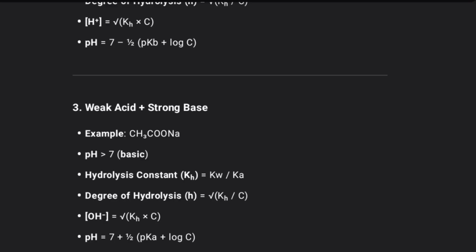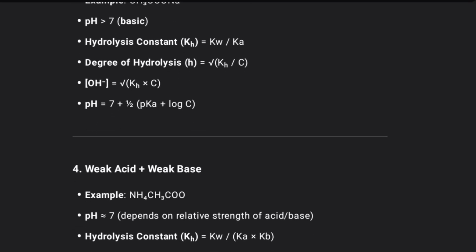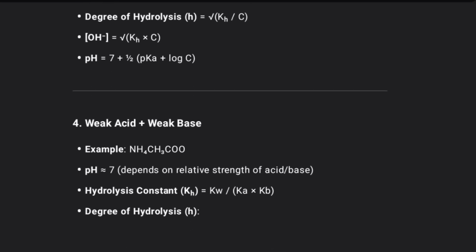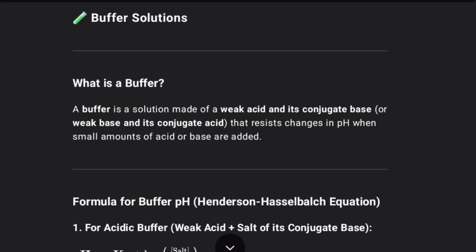4. Weak acid, weak base. Example, NH4CH3COO. The pH depends on the relative strength of the acid and base. Hydrolysis constant Kh equals Kw over Ka times Kb; degree of hydrolysis h over 1 minus h equals the square root of Kh.